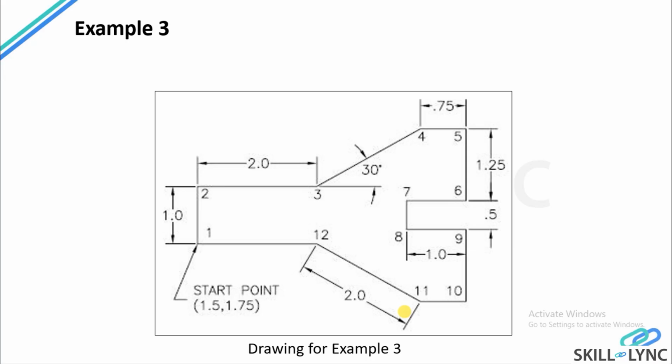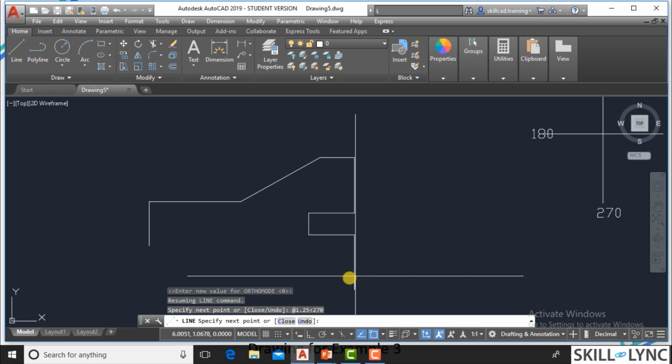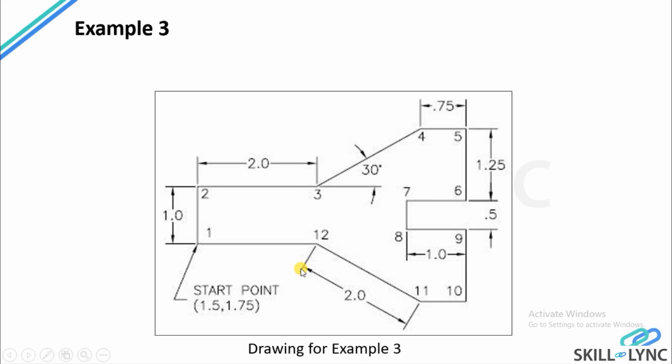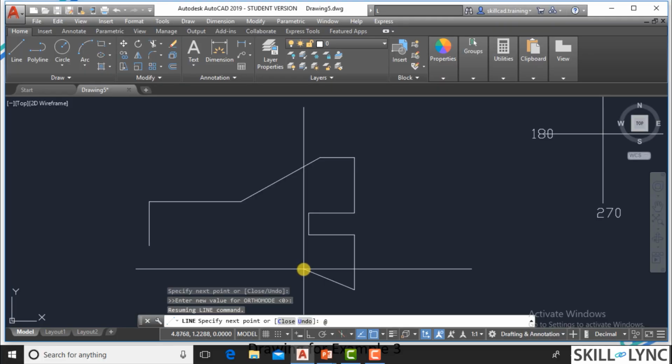Okay, so now you're going to be a champion. Now we have to calculate this angle. This is 30 degrees, this is 30 degrees, and this is supposed to be 150 degrees. You can use alternate angles and create a right angle triangle over here. This is 30 degrees, this is 90 degrees, and this would be 150. So the length is, let's say, 2 units, @2<150.